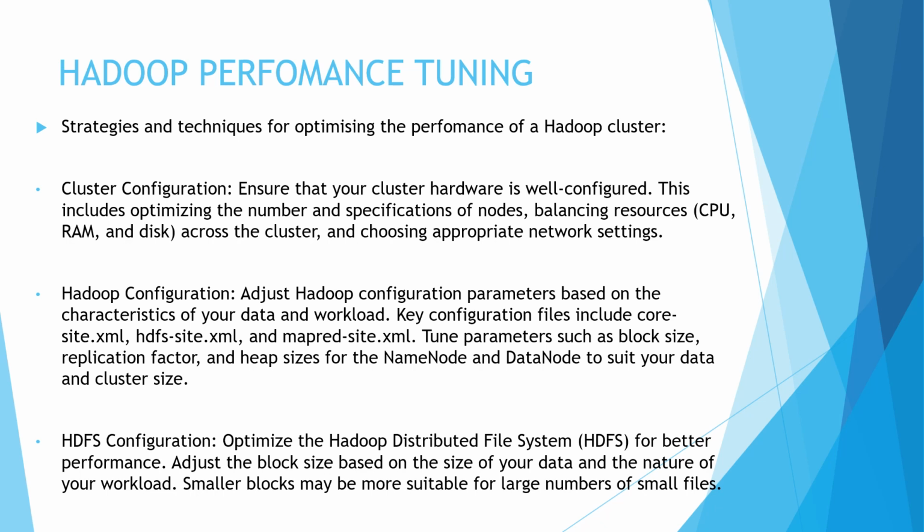Hadoop configuration: adjust Hadoop configuration parameters based on the characteristics of your data and workload. Key configuration files include core-site.xml, hdfs-site.xml, and mapred-site.xml. Tune parameters such as block size, replication factor, and heap size of the name nodes and data nodes to suit your data and cluster size.